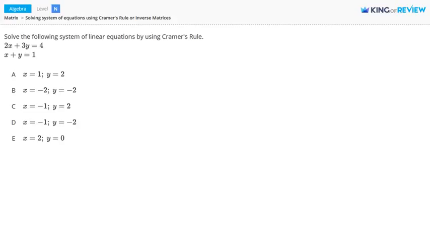In this problem, we want to solve the system of linear equations by using Cramer's rule. So if we have two equations that are in the form ax plus by equals e and cx plus dy equals f, then we can use Cramer's rule to solve this system. That is, solve for x and y.